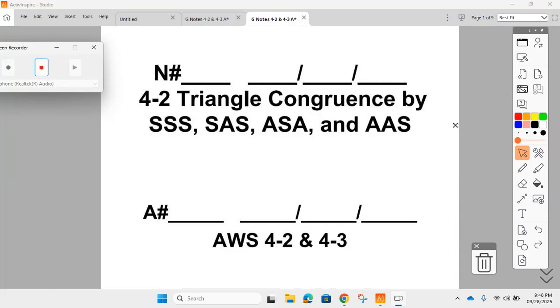So on Friday we started our chapter. We're learning about congruent triangles. We learned that if we can prove that all 6 parts of 2 different triangles are congruent, then those triangles are congruent. So there's 3 angles, 3 sides. If we prove that all 6 parts are congruent, remember corresponding parts are congruent, then we can say that the 2 triangles are congruent.